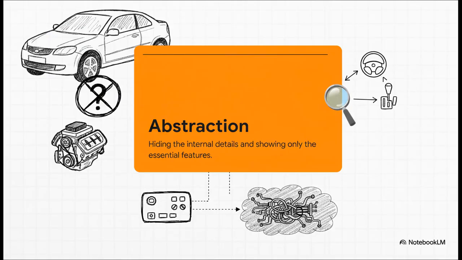So, what is abstraction really? Well, it's all about focusing on the what an object does and not getting bogged down in the how it does it. It's kind of like driving a car, right? You just need to know how to use the steering wheel and pedals. You don't need to be a mechanic who understands every single detail of the engine just to get from point A to point B. Abstraction is what lets us use complex code without getting lost in the weeds.